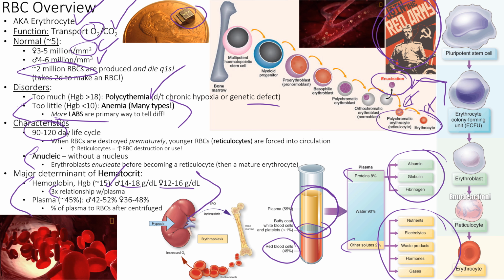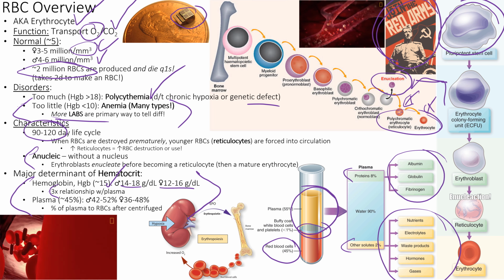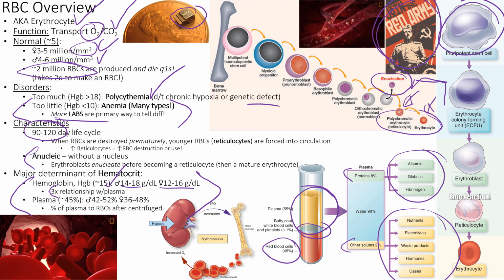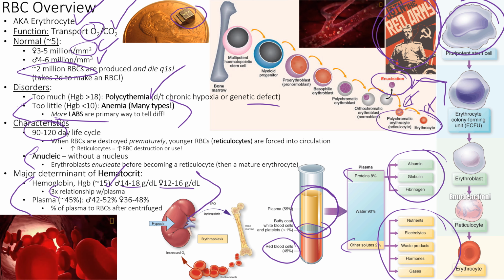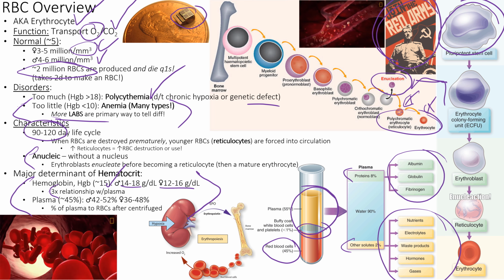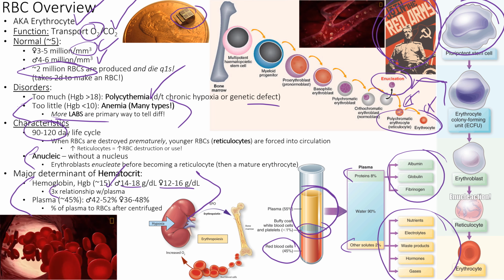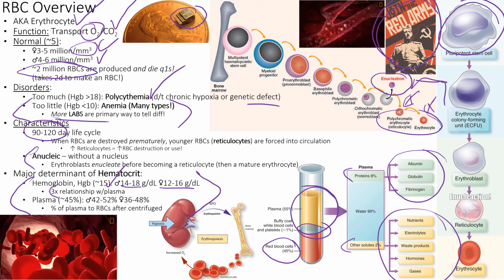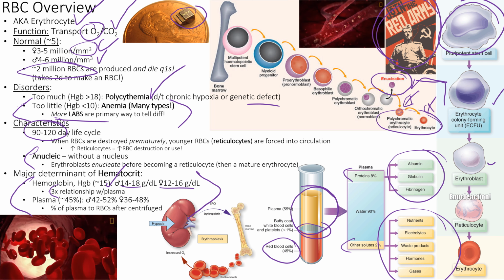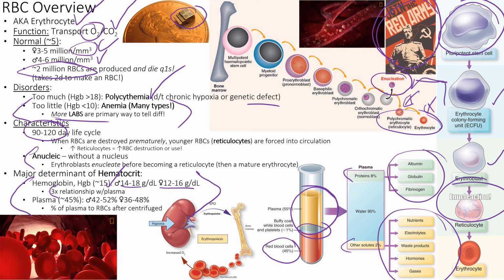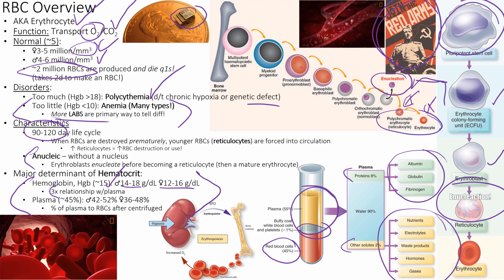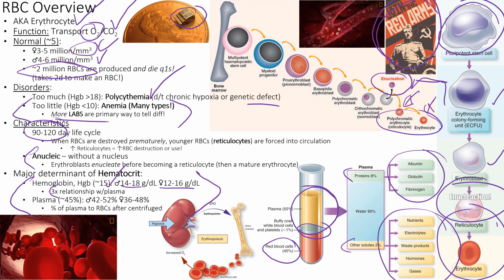So we have a stem cell up top, and a stem cell can divide into the white blood cell line. It can divide into the platelet cell line. And right here, we're talking about the RBC cell line. A stem cell is where everything stems from. So we have different versions, and then it enucleates, and then we get a reticulocyte or an erythrocyte, right?